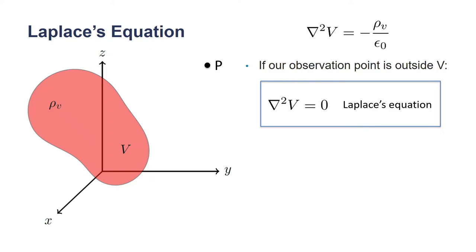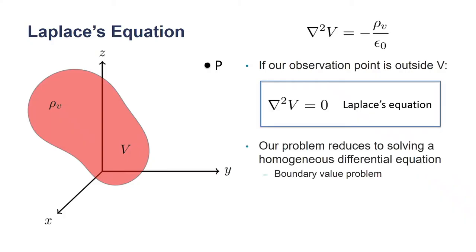That equation, where the right-hand side is 0, is called Laplace's equation. It is a special case of Poisson's equation, and it holds everywhere outside the source region. So everywhere outside this volume V, our problem reduces to solving this homogeneous differential equation, and it basically turns into a boundary value problem. It's important to also realize that we can apply the same concept to many other charge distributions, not just volumetric charge distributions.